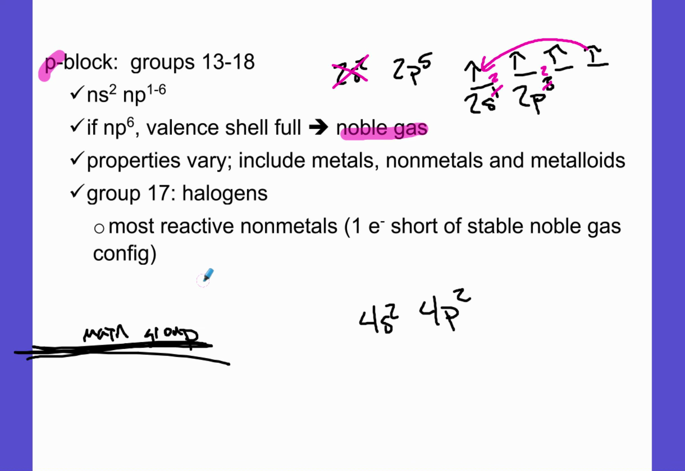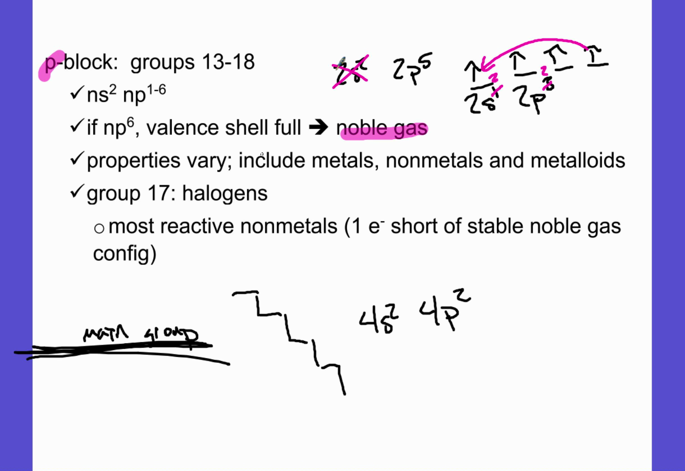So again, stair step comes into play, right? You guys should know what I'm talking about when I say that. But when you cross that stair step, the ones top right are non-metals, bottom left are metals. They're going to have different properties.